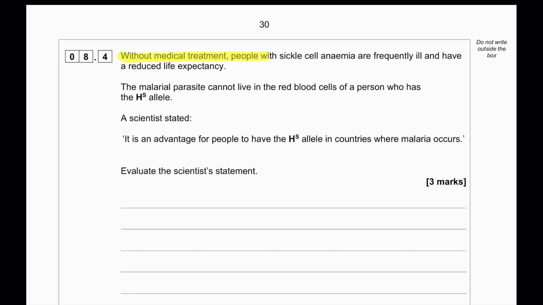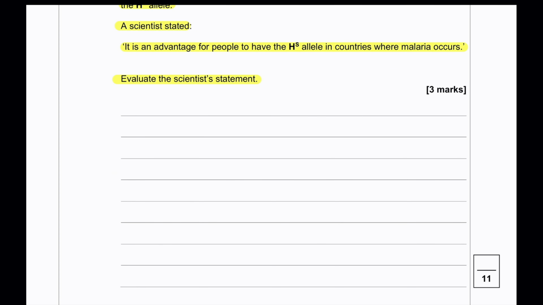Without medical treatment, people with sickle cell anemia are frequently ill and have a reduced life expectancy. The malarial parasite cannot live in red blood cells of a person who has the HS allele. The scientist stated it is an advantage for people to have the HS allele in countries where malaria occurs. Evaluate the scientist's statement. So, the way we are going to write this particular answer is that a person who is heterozygous HAHS does not get malaria and can survive sickle cell anemia.